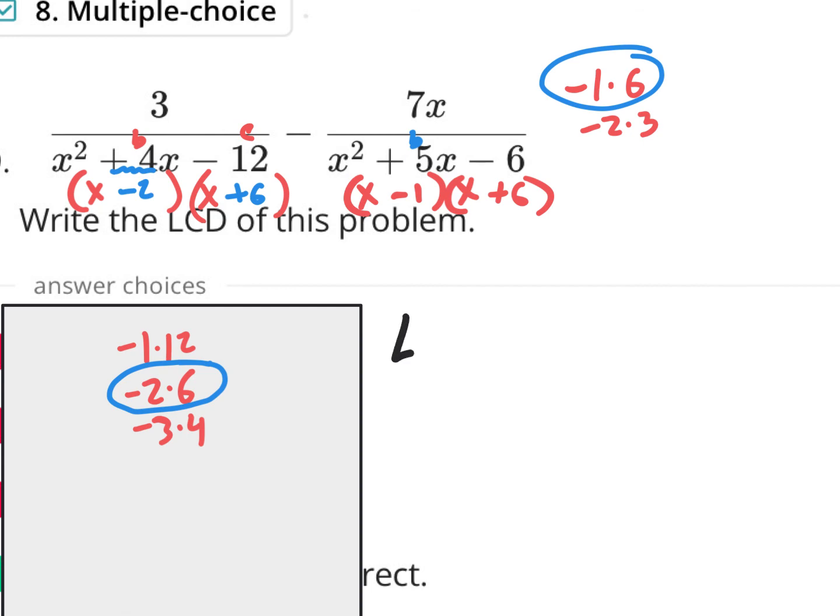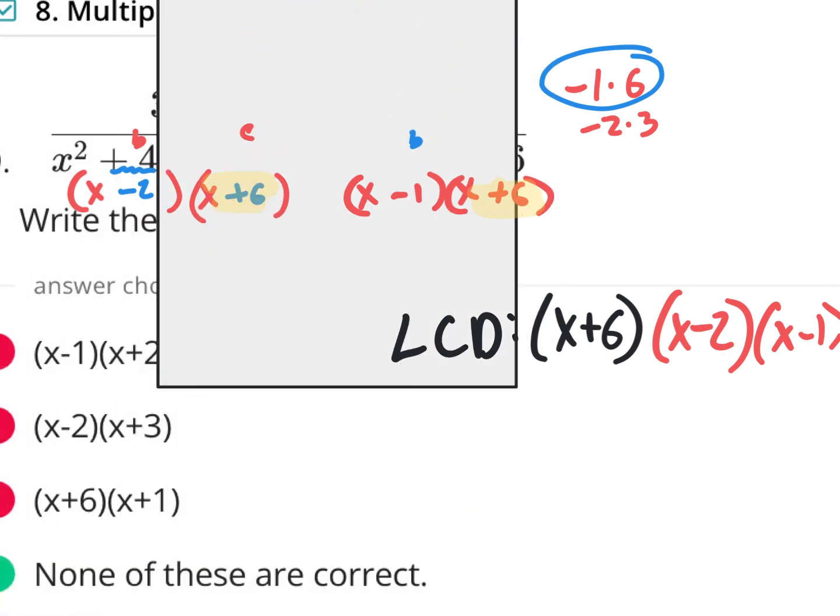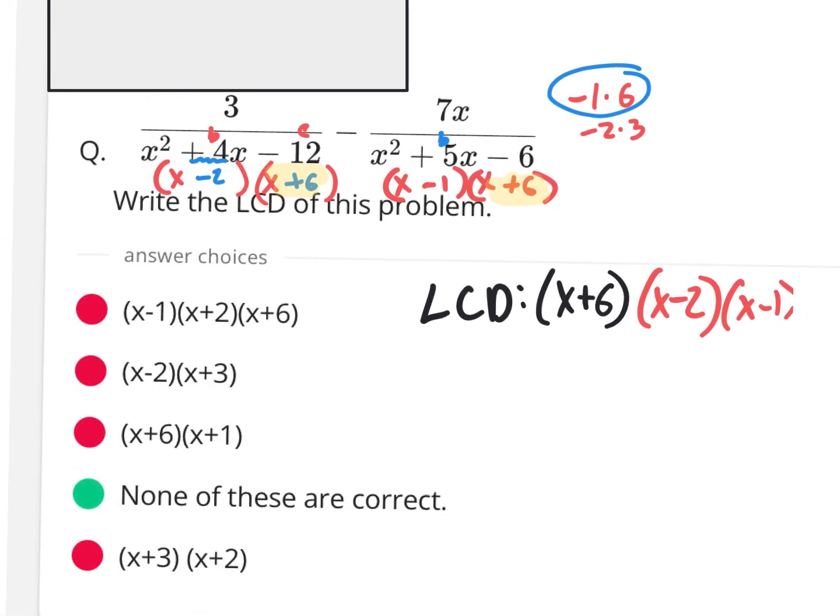Now, to get the LCD, we write whatever matches up in both. The x plus 6. This guy and this guy, they match up in both. So that's the first part of my answer, x plus 6. And then x minus 2. And then you bring down the rest, right? The x minus 2, and then the x minus 1. And that's it. Let's take a look at our answers over here. None of these. Fantastic.